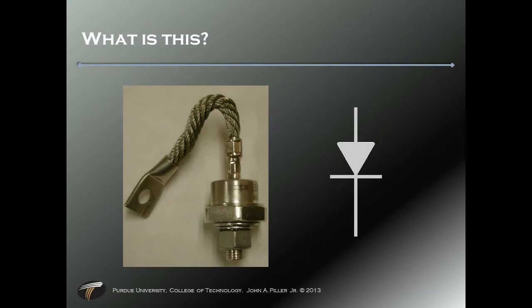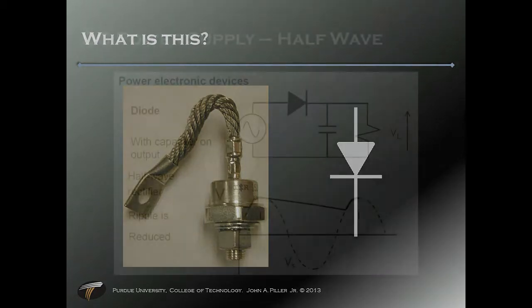Well, what is this device? This device is a diode used in high power circuits, just like all the electronic circuits you're used to from other courses. This device impedes flow of current in one direction. So with that in mind, let's talk about some rectifier circuits.